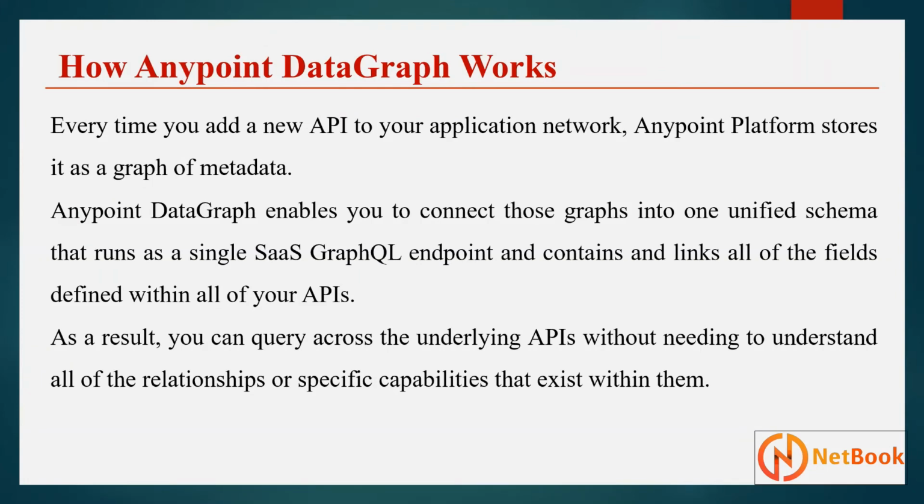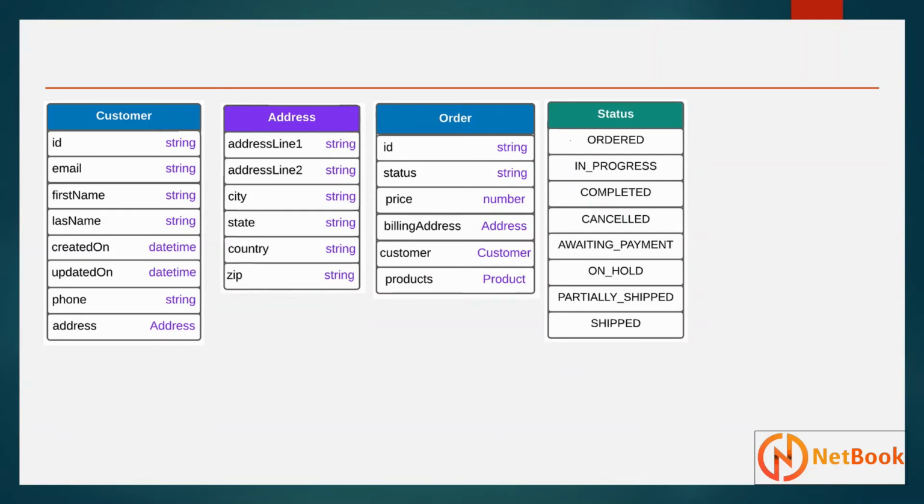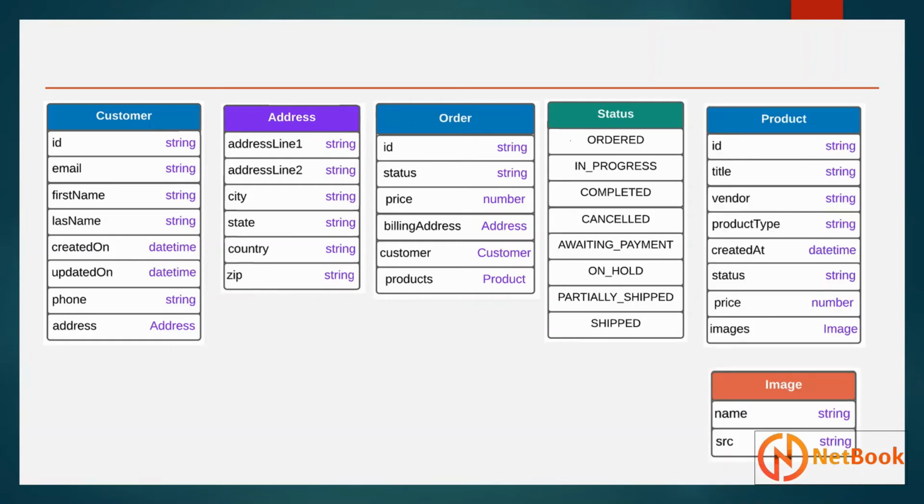How exactly is this going to work? That is what I'm going to discuss now: how Anypoint data graph works internally. Every time we add any API to Anypoint platform, maybe today I create a customer API, what will happen? As soon as I create a customer API, the customer API related data types will be added as graph metadata within your Anypoint platform. Means there is metadata which will be created. If we add an order API, the order API related data types will be created as graph metadata. If we add a product API, the product API related data types will be added as graph metadata.